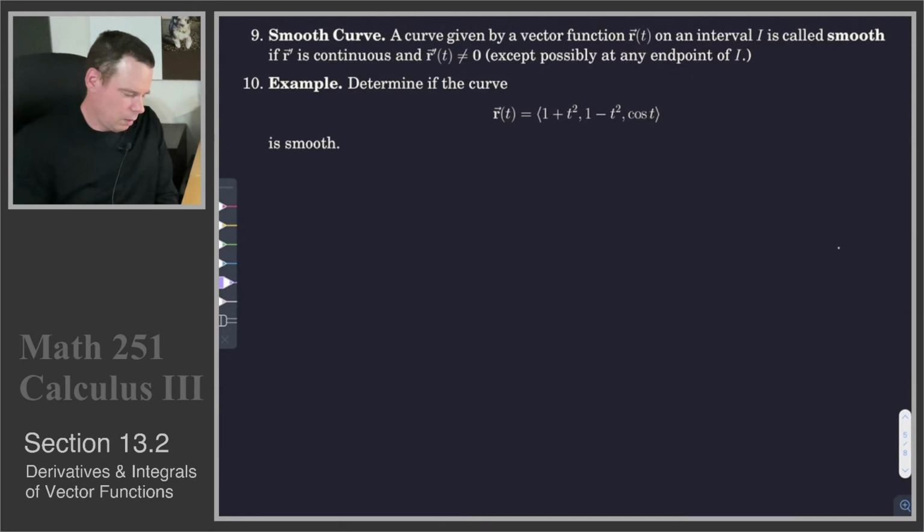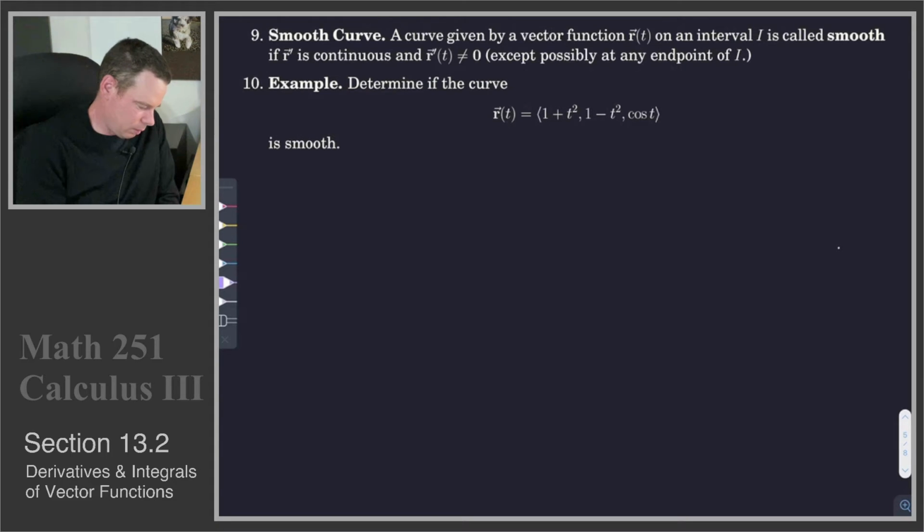Alright. This leads to our next definition. This is the definition of what it means to be smooth as a curve. A curve given by a vector function on an interval I is called smooth if the derivative is continuous and non-zero. So the derivative has got to not be 0.